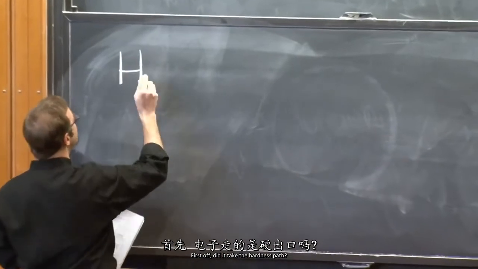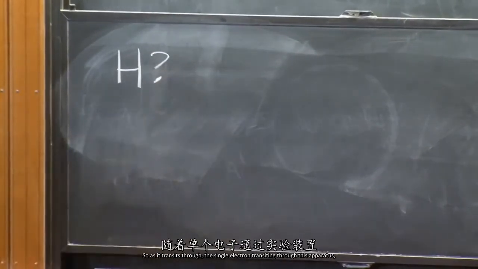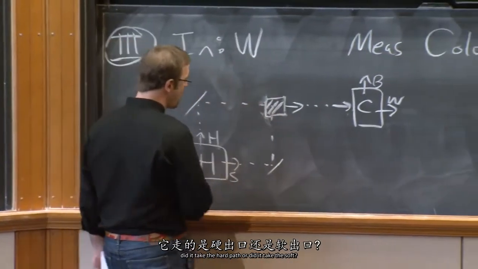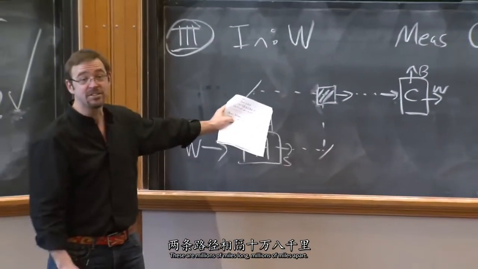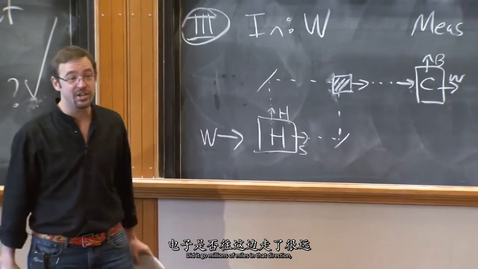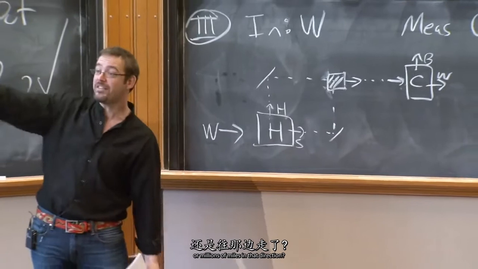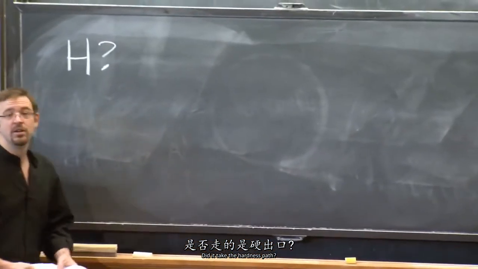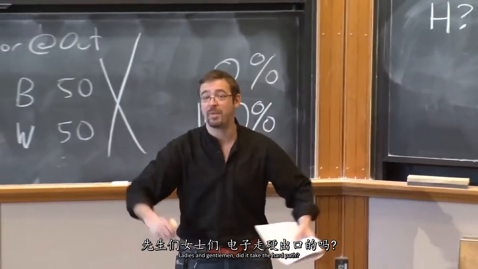First off, did it take the hardness path? As the single electron transits through this apparatus, did it take the hard path or did it take the soft? These are millions of miles long, millions of miles apart. This is not a ridiculous question. Did it go that millions of miles that direction, or millions of miles that direction? Did it take the hardness path?